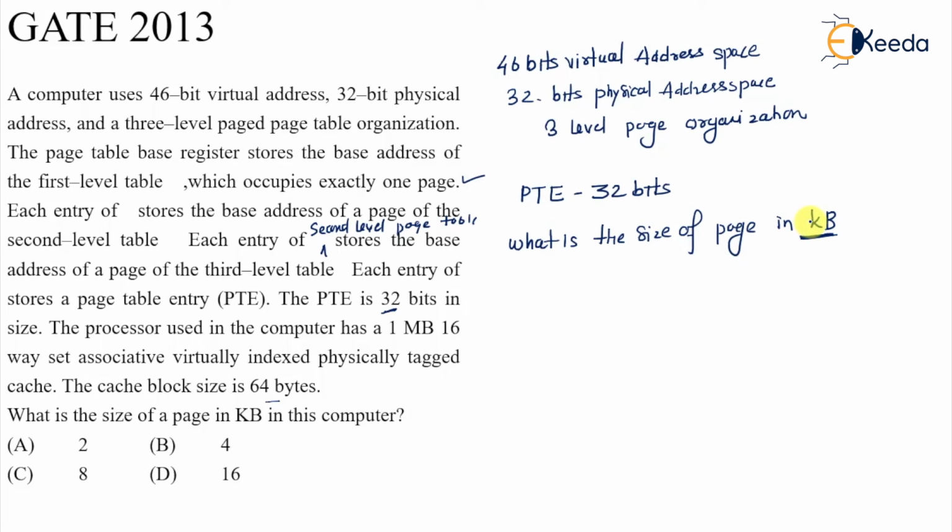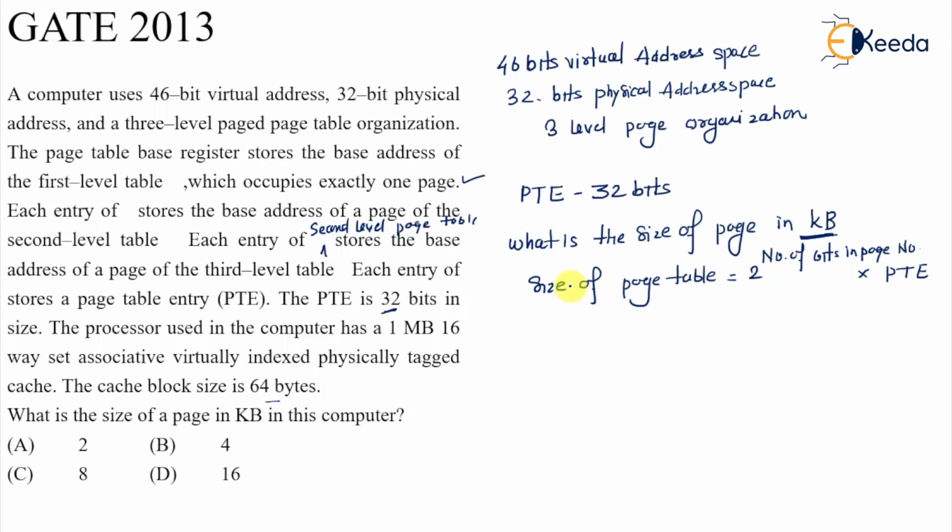So for finding out this entry, what we need to do is, okay, what is the size of the page table? The formula: size of page table is equal to 2 to the power number of bits in page number, multiplied by PTE, the page table entry size. Okay, so that is the size of the page table.